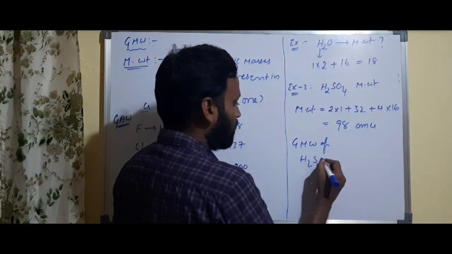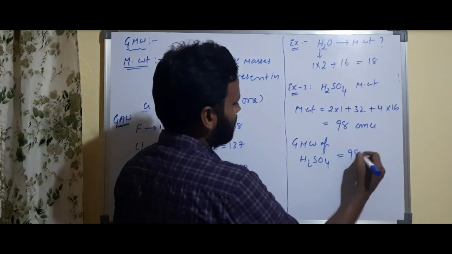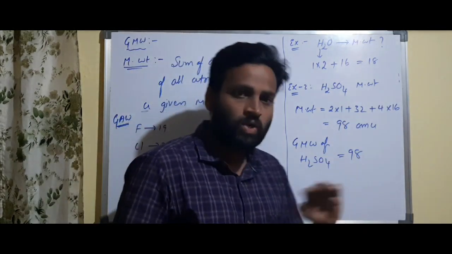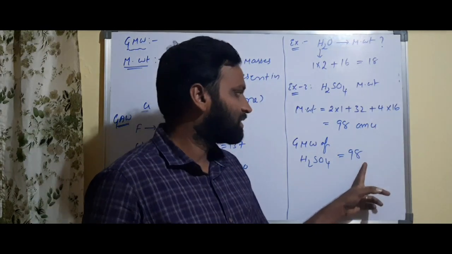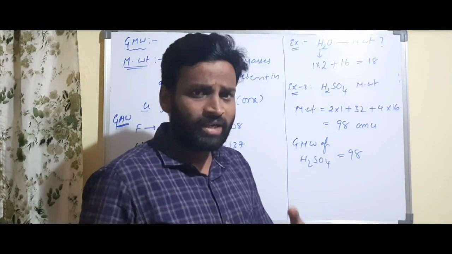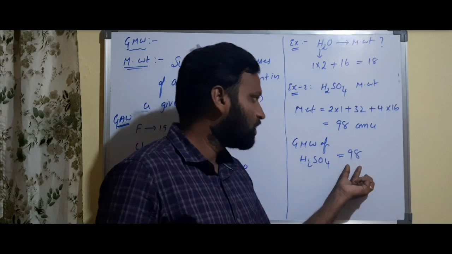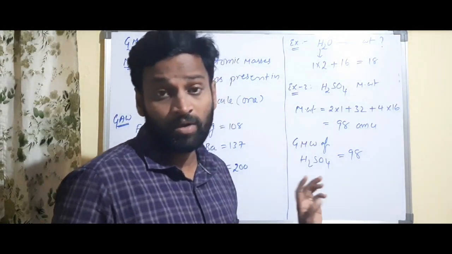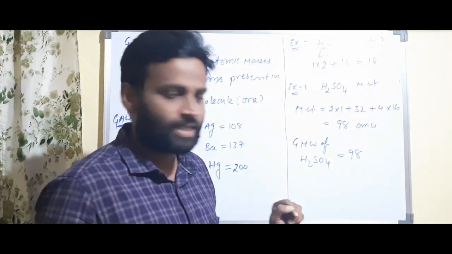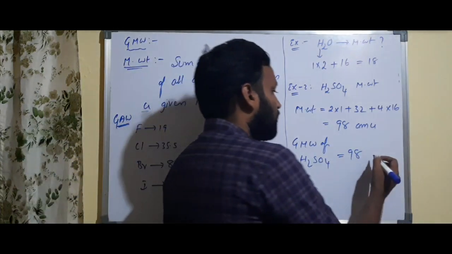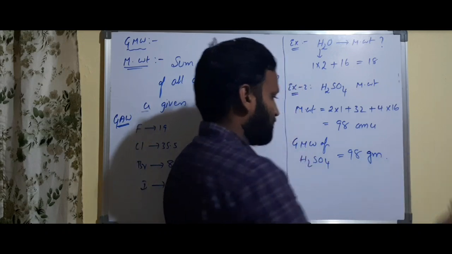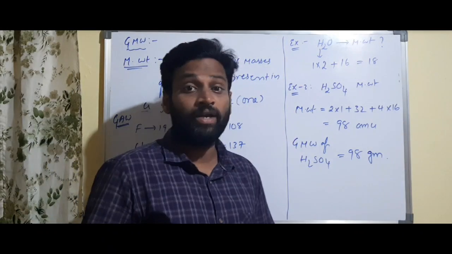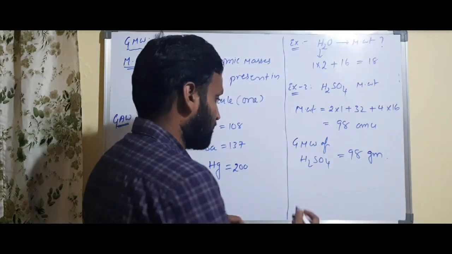Sulfuric acid, H2SO4, means the same 98. Quantity-wise, in the sense of value, there is no change, only the units are different. This is for one molecule, and this is for Avogadro number of molecules. So 98 AMU here becomes 98 grams. This is the gram molecular weight of any molecule.